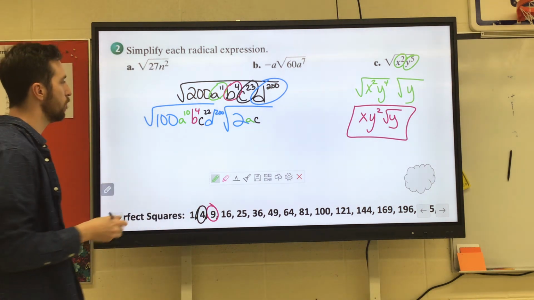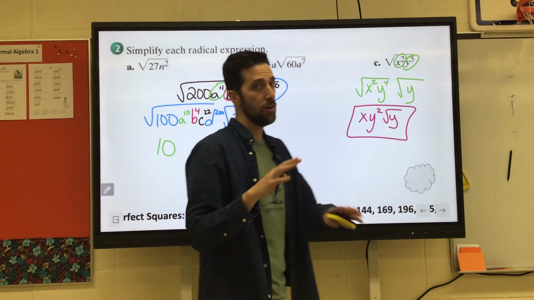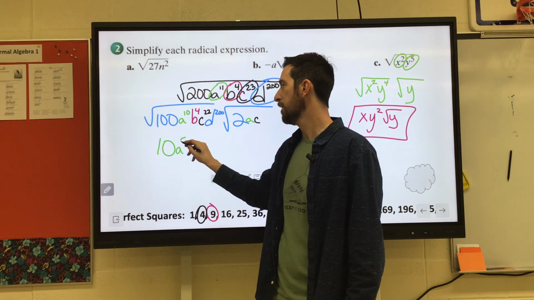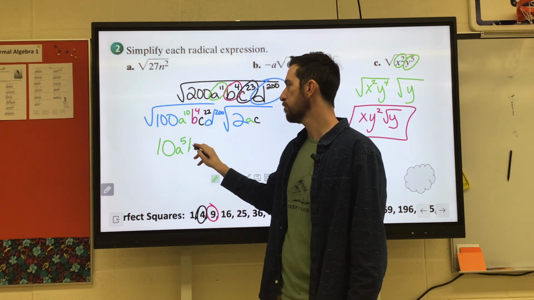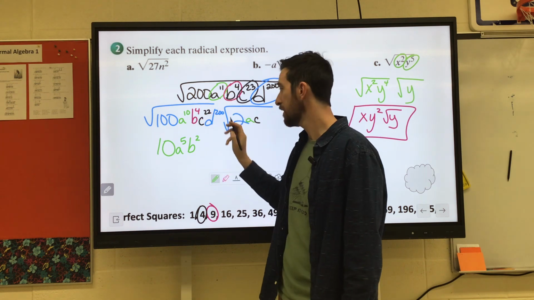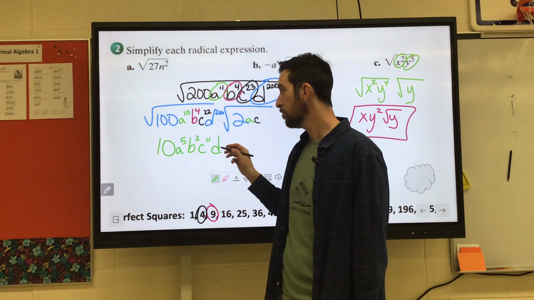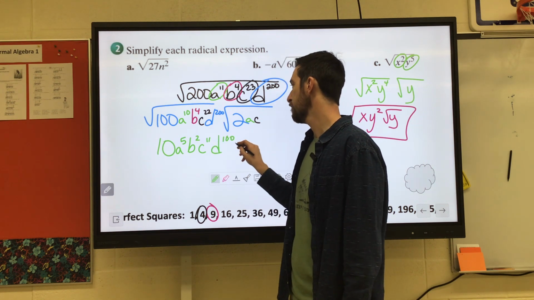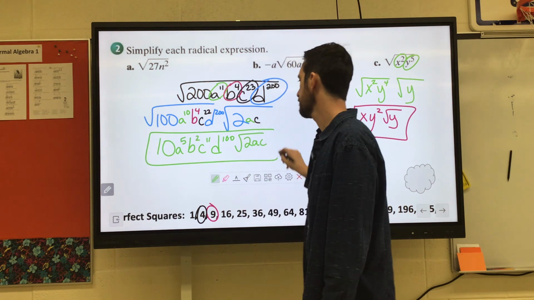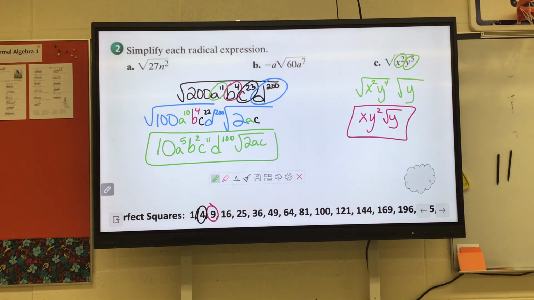All right, the square root of 100 is 10. And remember, when we square root these exponents, we just divide them by 2. So it was a to the 10th. That'd be a to the 5th. b to the 4th becomes b squared. c to the 22nd divided by 2 is c to the 11th. And then d to the 200th, you divide it by 2, and it's 100. And we have the root 2ac left over. Wow. And that's as ridiculous as we could ever get today.